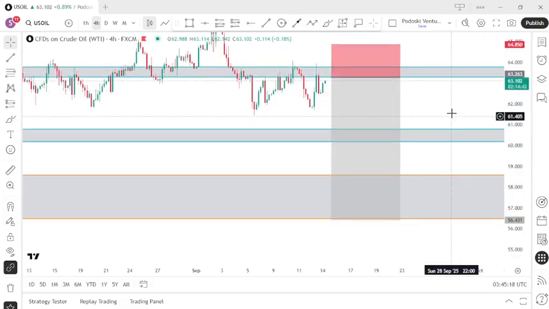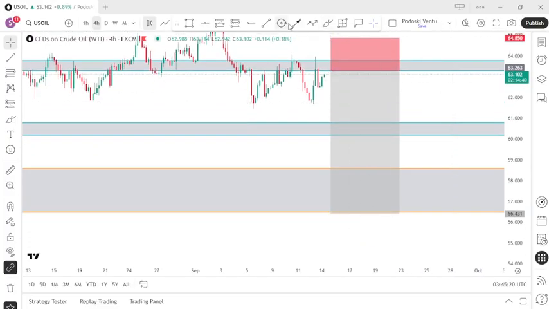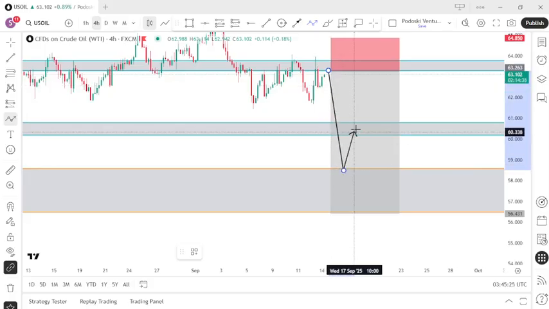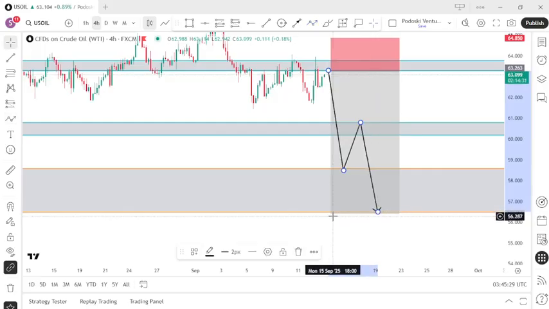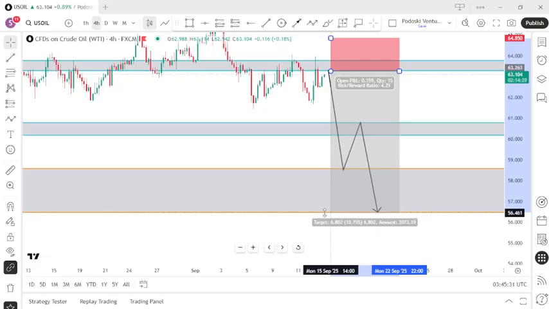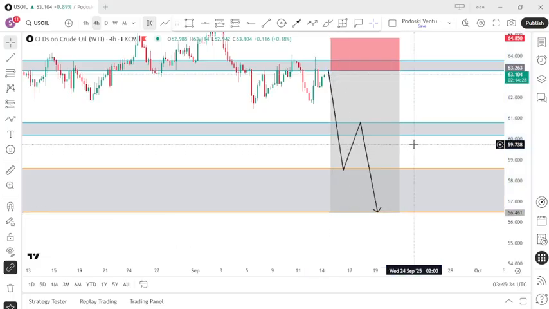Yes, okay. So this will be our complete setup on US oil, our expectation on US oil. So that's it on US oil. Let's move on to the next pair.